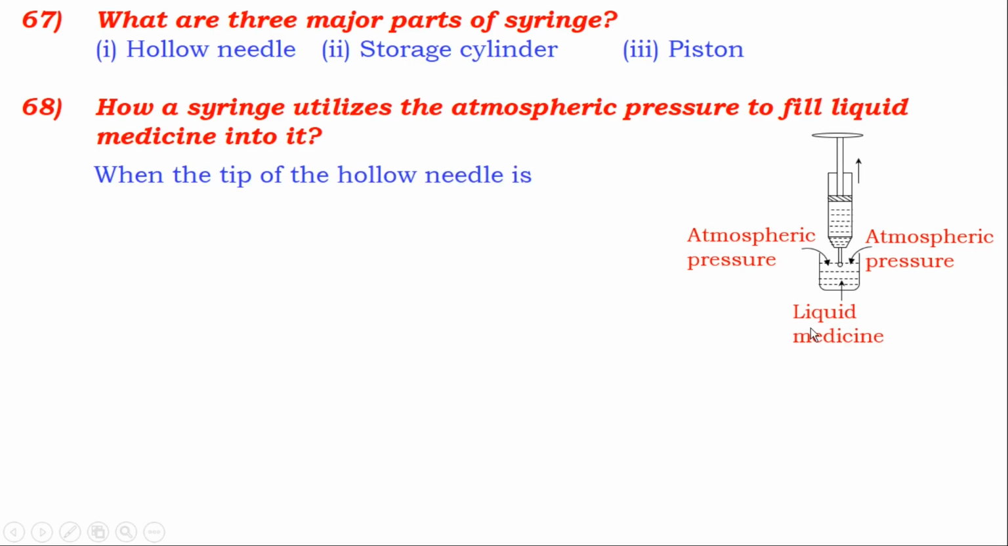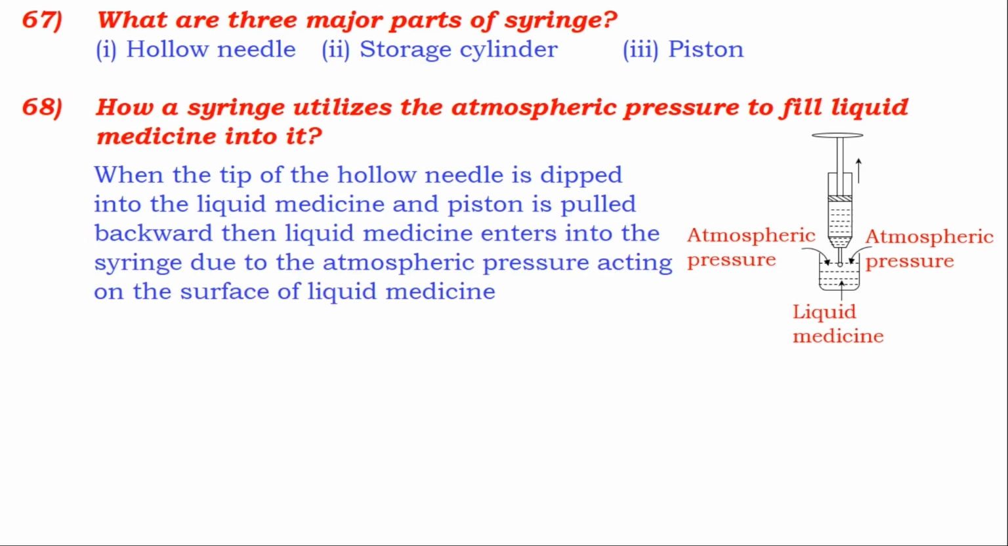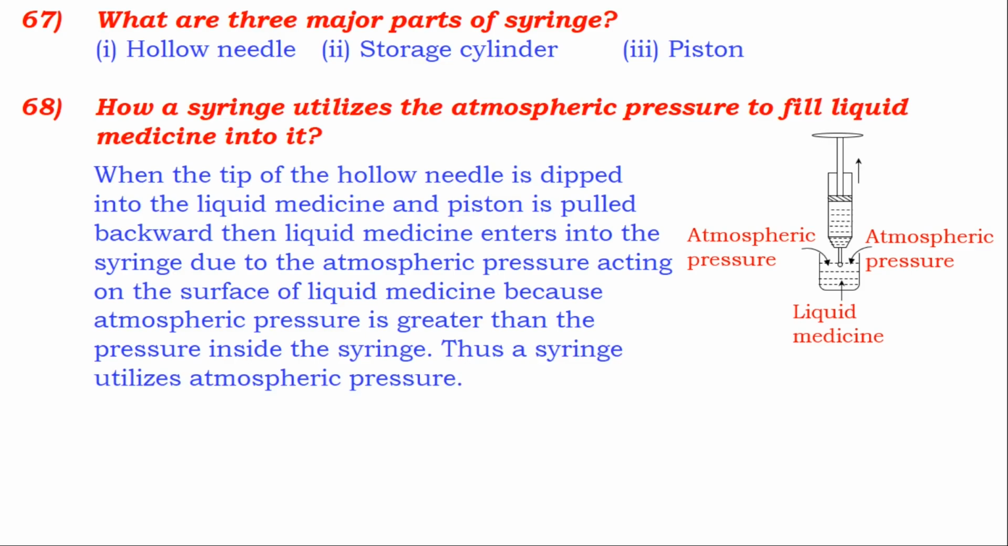When the tip of the hollow needle is dipped into the liquid medicine and piston is pulled backward, then liquid medicine enters into the syringe due to the atmospheric pressure acting on the surface of the liquid medicine, because atmospheric pressure is greater than the pressure inside the syringe.